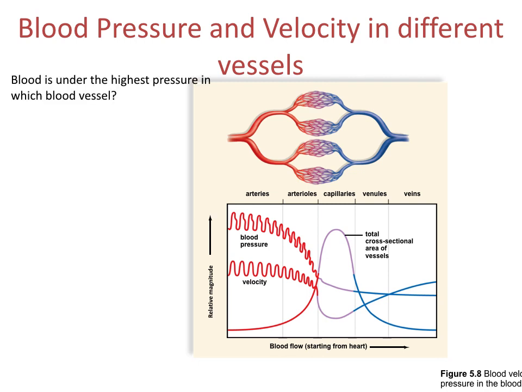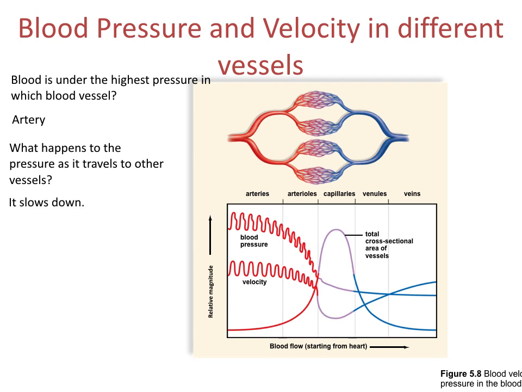So to sum up, blood is under the highest pressure in the arteries. What happens to the pressure as it travels to other vessels? It goes down. Why does it slow down? So pressure goes down and velocity goes down. Why does it go down? Because total area increases. That's it for today.